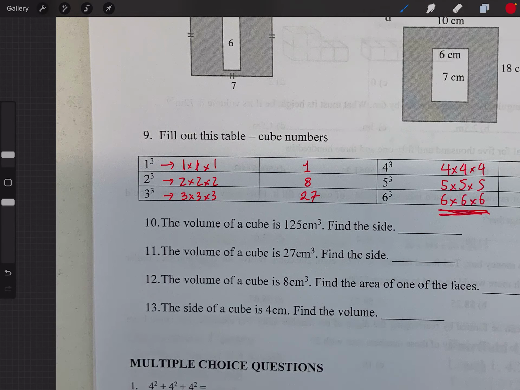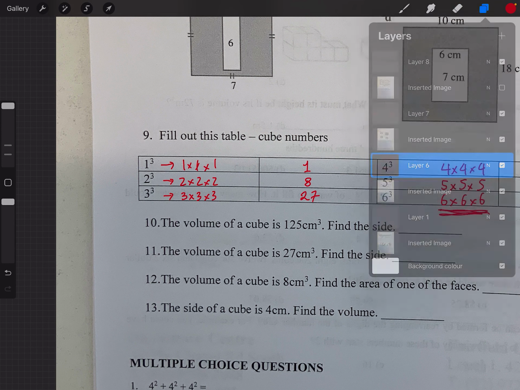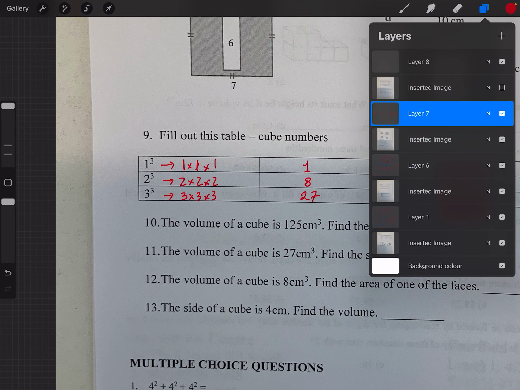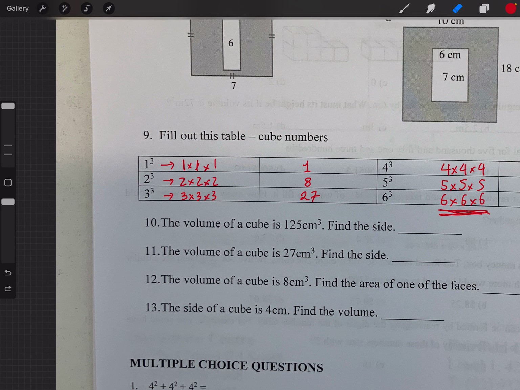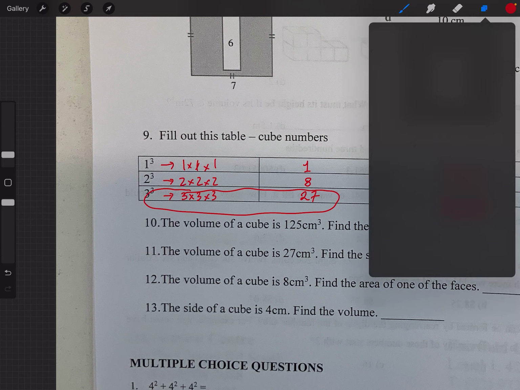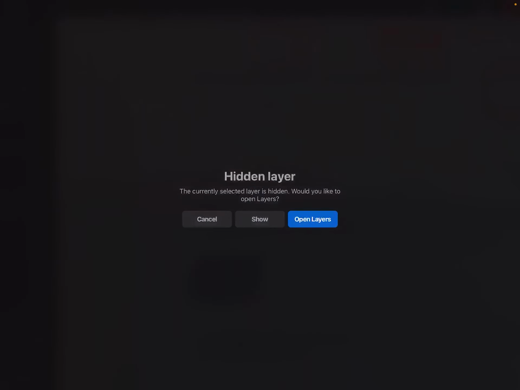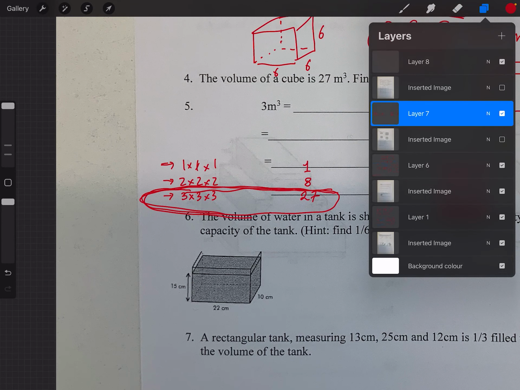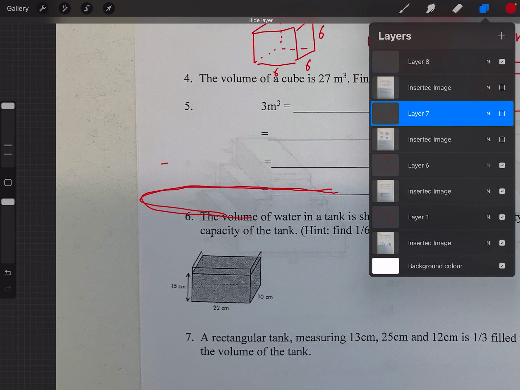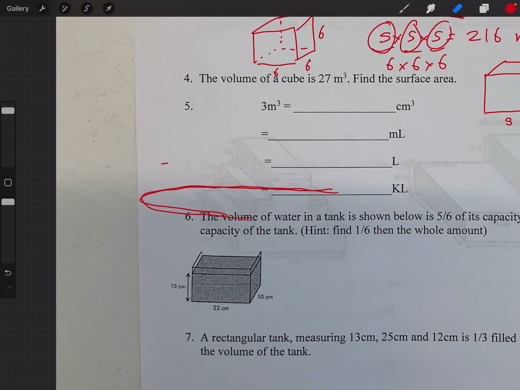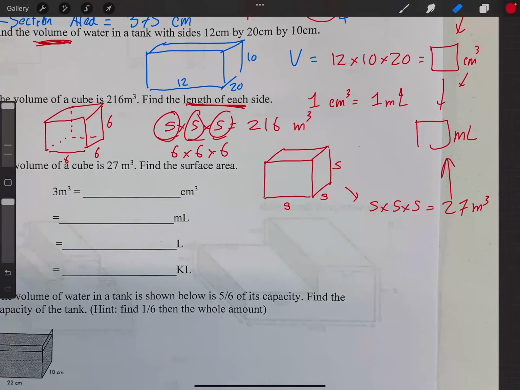Let me just try again. Okay, you can see here 3 times 3 times 3 is 27. So that means that for this one, hold on, layers are not in the right place. Okay. So that means that each side must be 3.